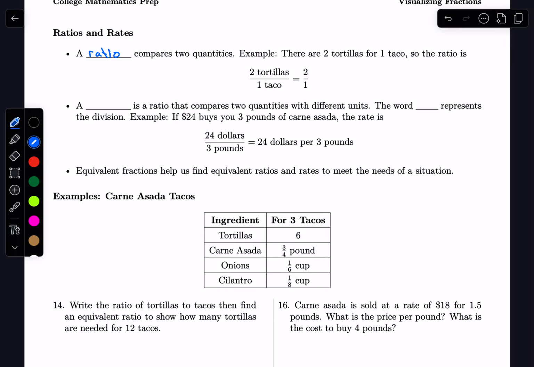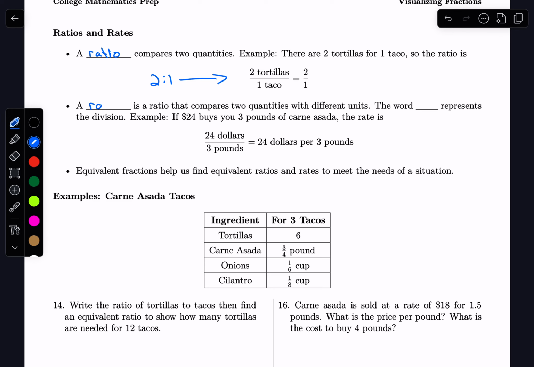So for example, when I go to my local taco stand, they put 2 tortillas for every 1 taco. So we could say that the ratio is 2 to 1, where we write 2:1, or we can represent it as a fraction where it's 2 tortillas divided by 1 taco. So we have a ratio there of 2 tortillas to 1 taco. It's just a comparison between two quantities. If you give me 3 tacos, I know that each taco needs 2 tortillas, so that would require 6 tortillas. So it just tells you how to compare two quantities.